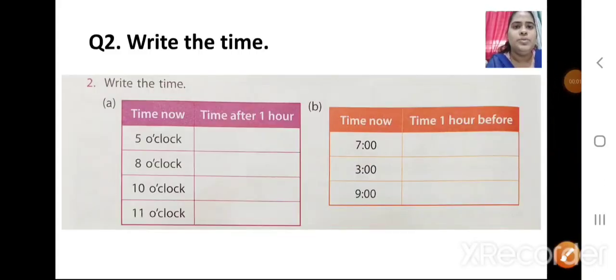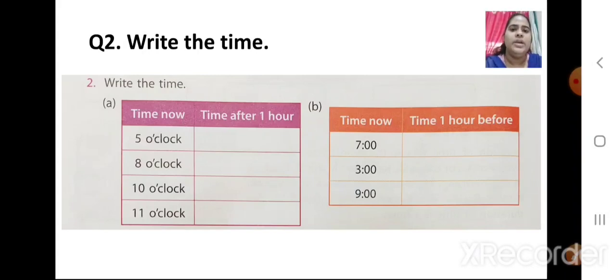Question number 2 is write the time. Okay, they have given a time and they have asked a few questions. See, A1, time now is given to us and we have to write time after 1 hour. Okay, after 1 hour means we have to add 1 hour, right? Let us start. First one is 5 o'clock. So what will be the time after 1 hour? 5 o'clock plus 1 hour is equal to 6 o'clock.